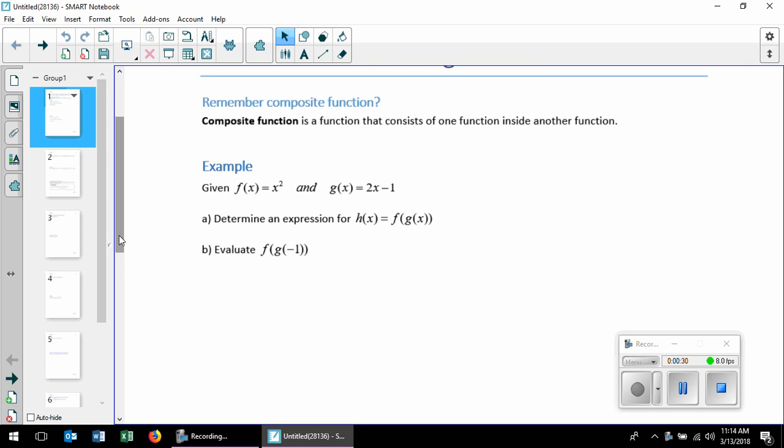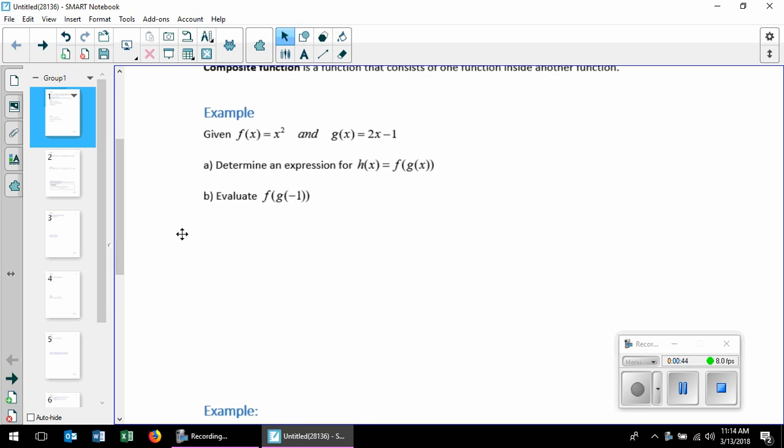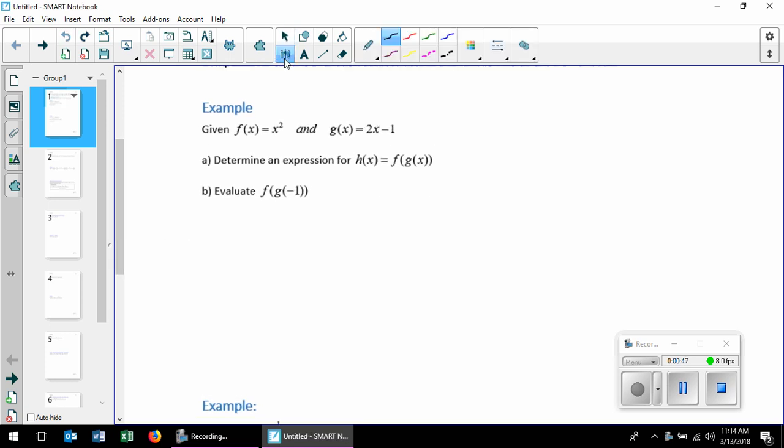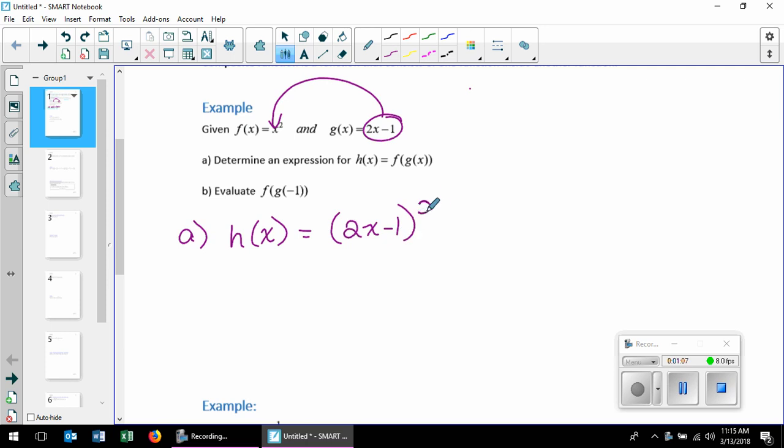I don't remember doing it in grade 11. So if these are my two expressions, determine an expression for h of x, which is f of g of x. So it's just asking for an expression. So, for part A, g of x gets substituted in where I see x in f of x. So h of x would be 2x minus 1 squared. I could go ahead and expand that.